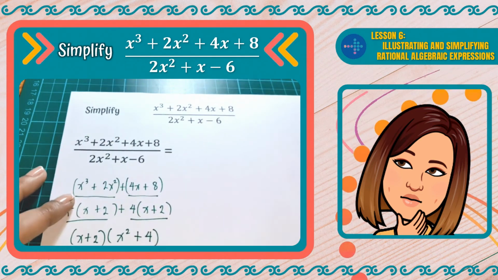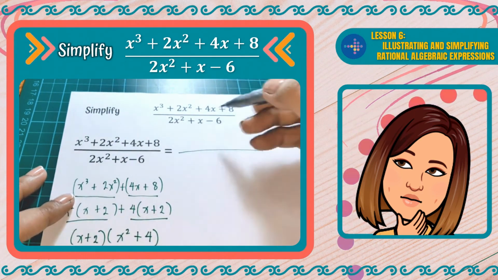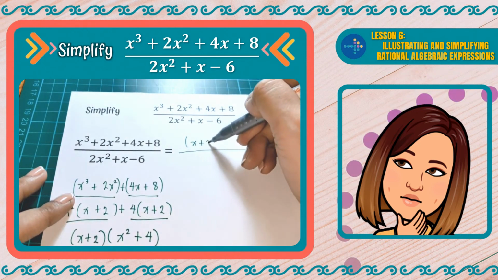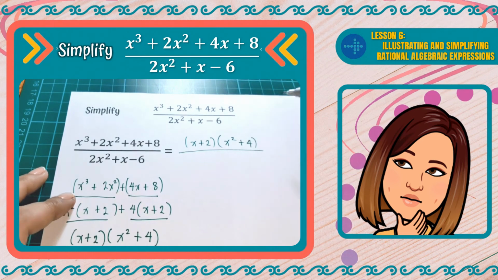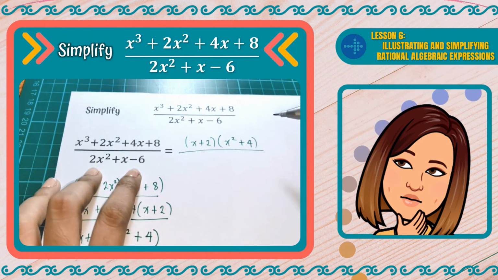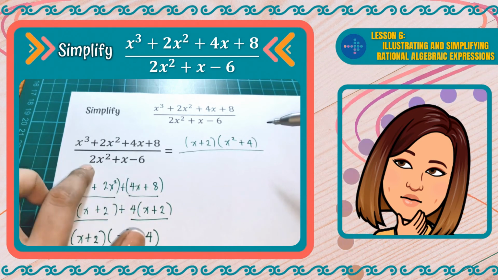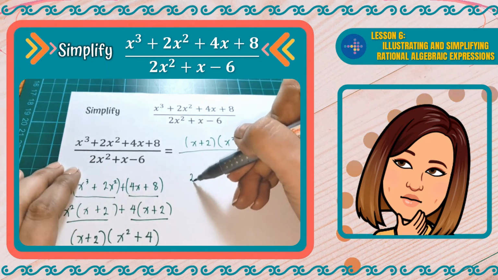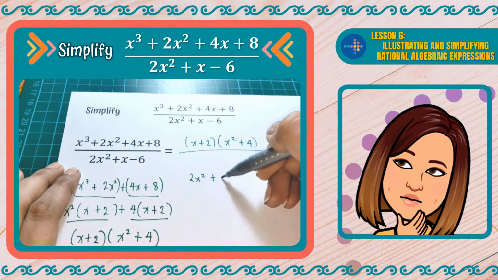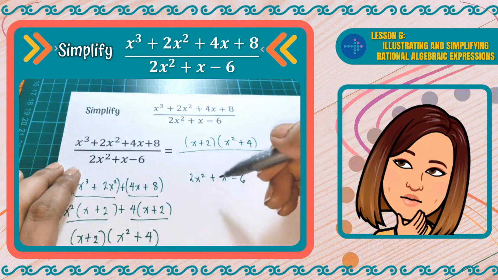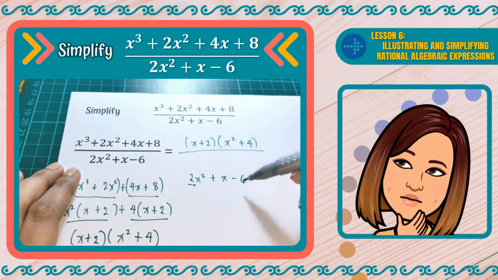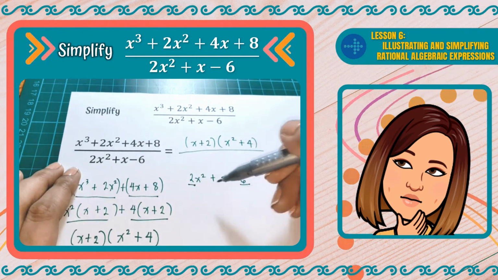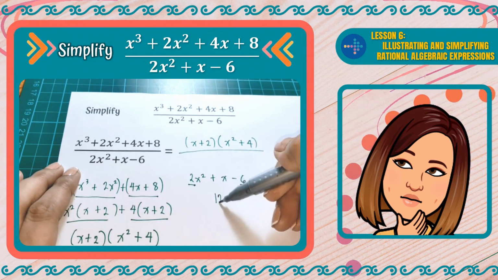So, the complete factors of the numerator are x plus 2 times x squared plus 4. How about in the denominator? So, isa siyang general trinomial where a is greater than 1. So, we have 2x squared plus x minus 6. So, first step natin is to multiply the numerical coefficient of the first term and the last term. 2 times 6, therefore, we have 12.